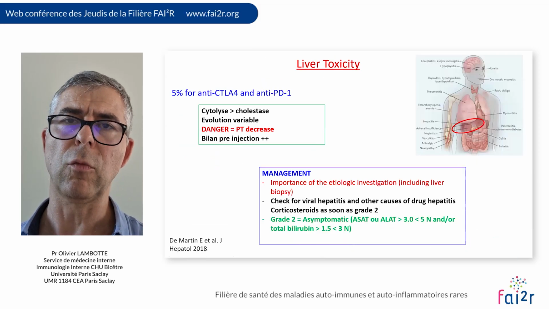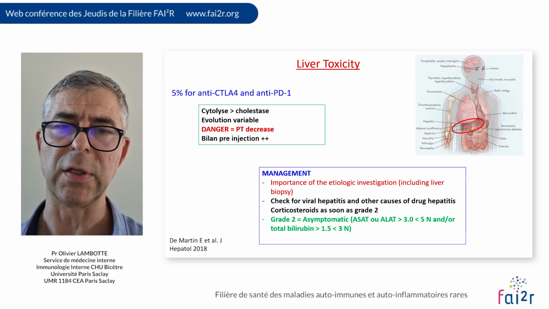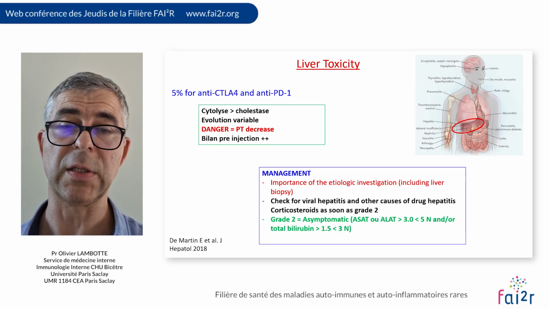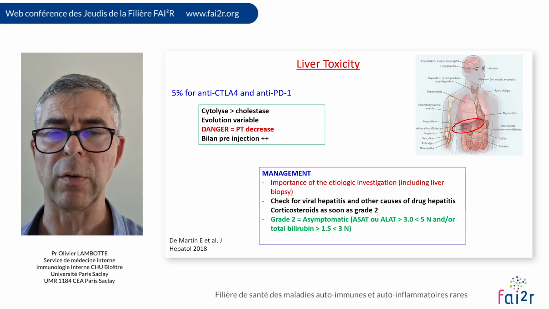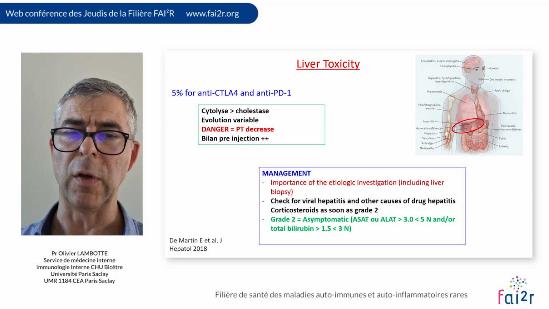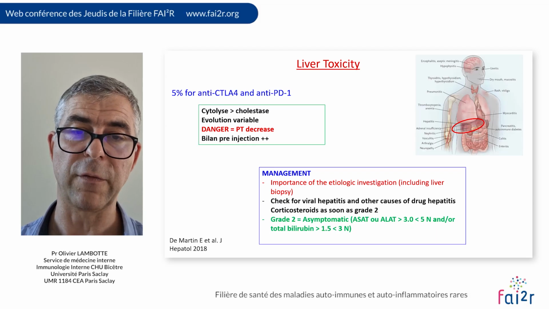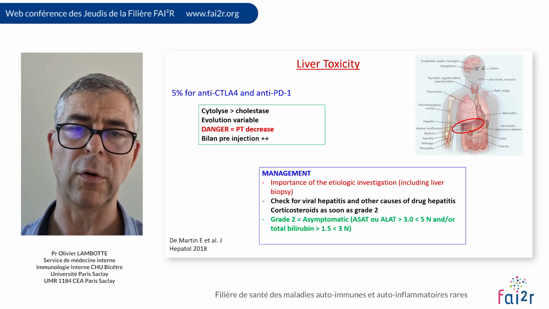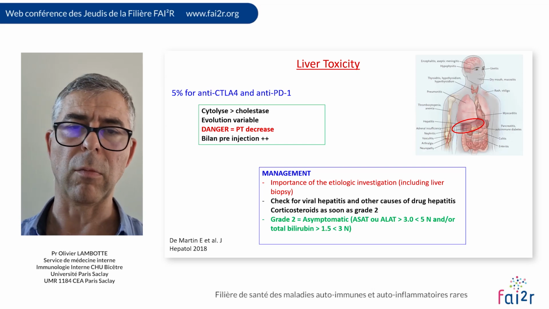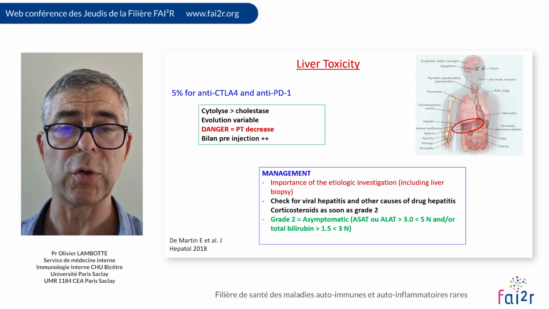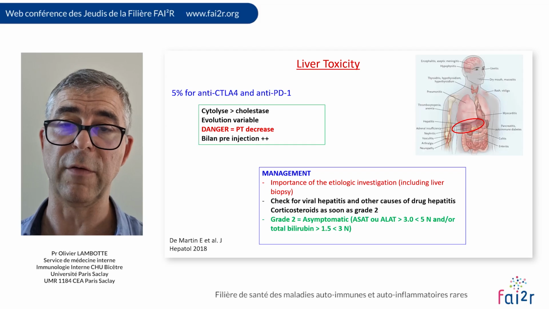Liver toxicity, about 5%. You can see every feature: cytolysis, cholestasis, mixed profile. The danger is the decrease of the prothrombin time, of course. And in these symptoms, which are most often biological ones, the etiologic investigation is absolutely crucial because there are many causes of increase of liver enzymes. So you must check for viral hepatitis, other drugs, different situations which can contribute to the disturbance of the liver biology. This could require a liver biopsy.